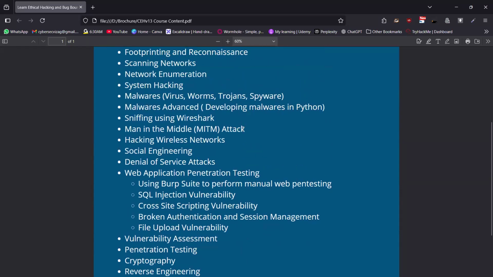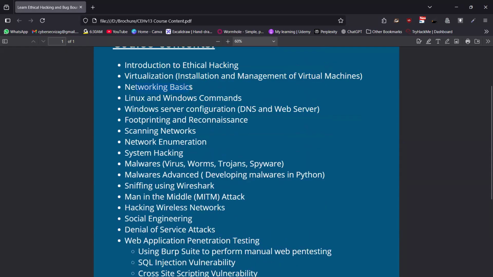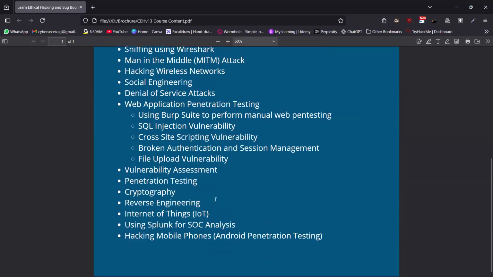What we are learning right now are networking basics. After this, we'll be covering virtualization. After that, we'll be covering Linux and Windows commands. Then the remaining concepts: information gathering, scanning, gaining access, maintaining access, reporting or clearing tracks, and a few bonus concepts as well. So that's the entire list of contents.